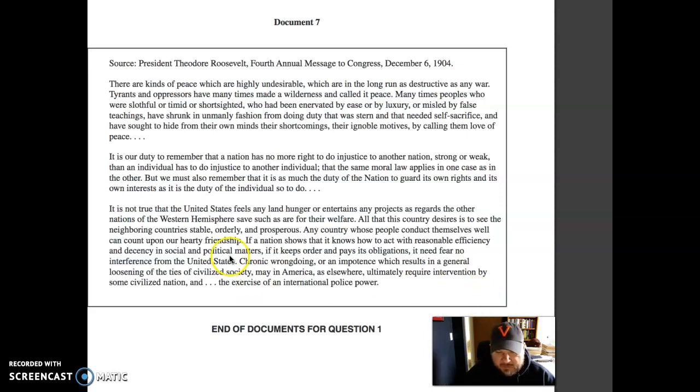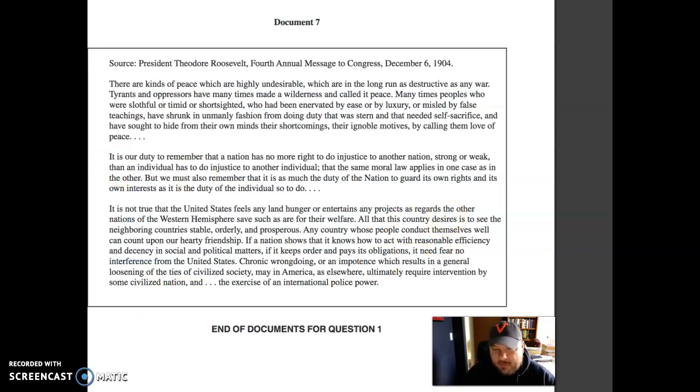But he also says if there's chronic wrongdoing or an impotence which results in a general loosening of the ties of civilized society, so if they don't conduct themselves the way a civilized society should, if they don't keep their economic house in order and pay their bills, then the U.S. is going to go in there and you're going to see how powerful we really are. We're going to go in there and help you forcefully.